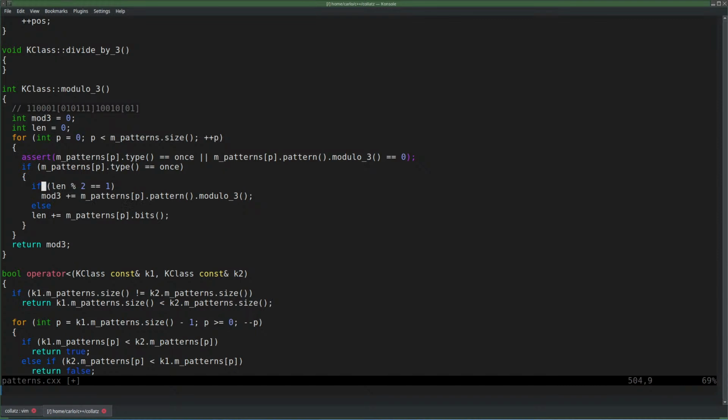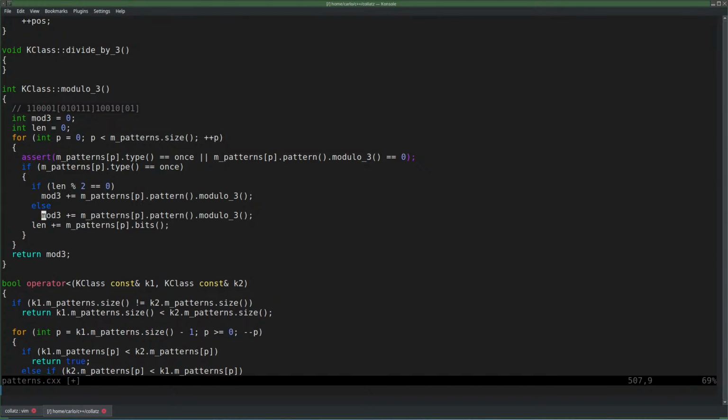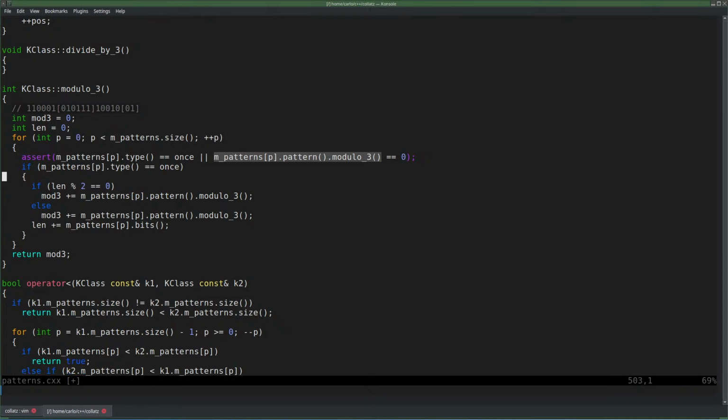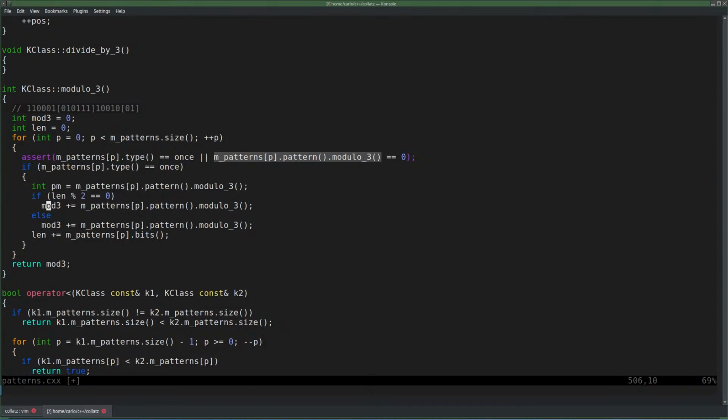Let's do this one first. Let's first calculate that modulo. So in that pattern, modulo is... yeah, let's do that inside here, not for the assert. Pattern modulo. So I can just add it and then let's manipulate the modulo.